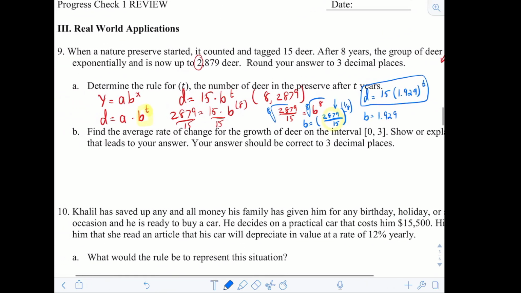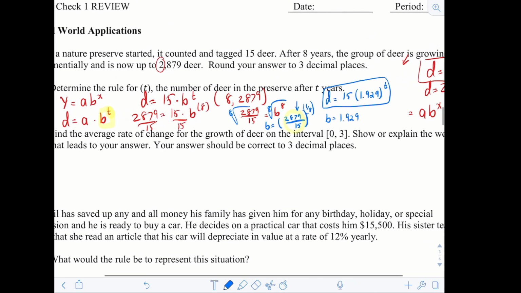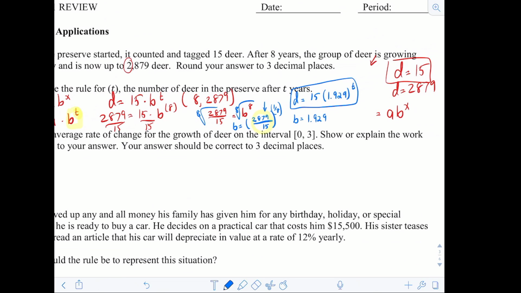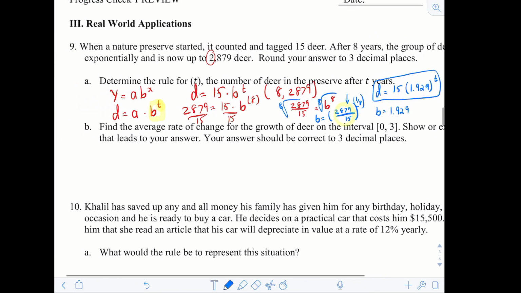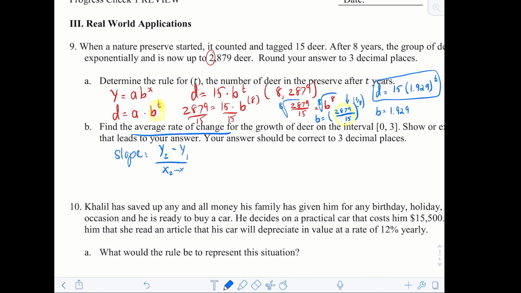Then it says, find the average rate of change of growth of the deer over the interval from 0 to 3. Now, in class, we did not talk about rate of change, but rate of change is really just referring to slope. We did talk about rate of change at the very beginning of the year. That is y2 minus y1 over x2 minus x1, or another way of saying this is f of b minus f of a over b minus a.